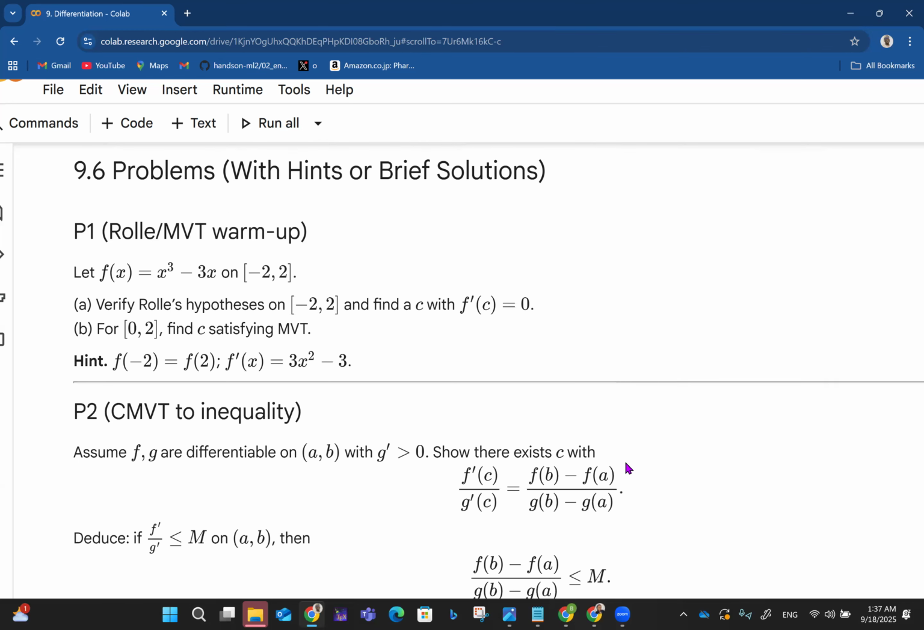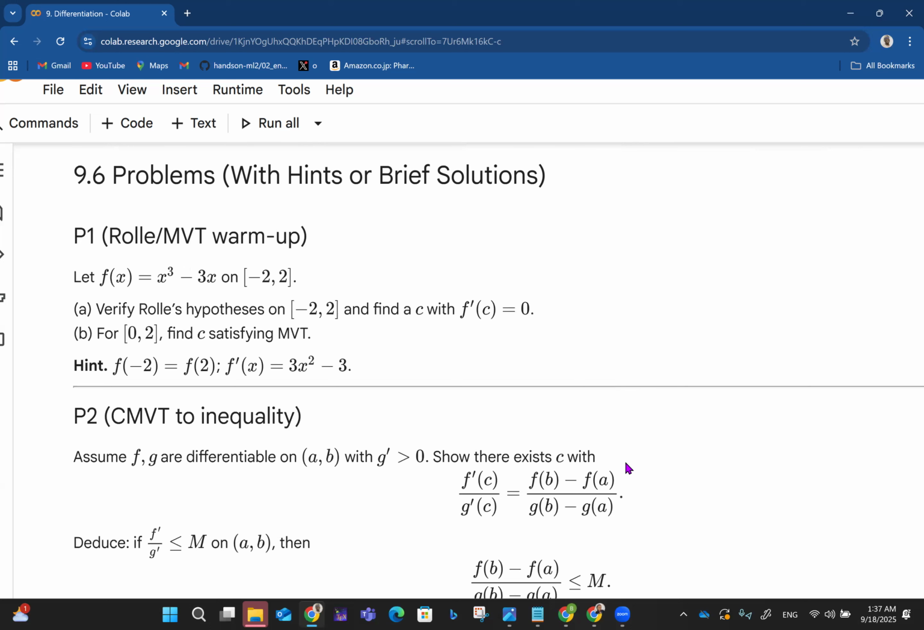Then we have some problems with hints or brief solutions. So problem one, we have the Rolle's theorem with mean value theorem warm-up. Let f(x) be x squared minus 3x on the interval [-2, 2]. You want to verify Rolle's hypotheses on [-2, 2] and find c with f prime of c equals 0. So that's part a. Now for part b, find c satisfying the MVT.